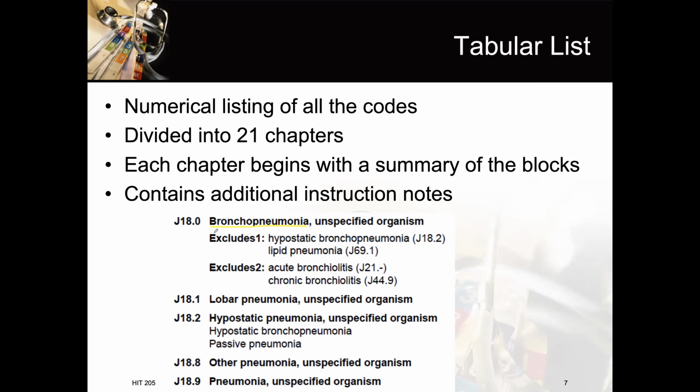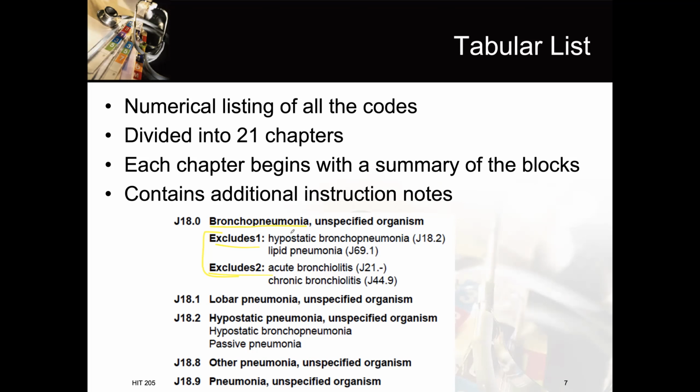So here are some of the instruction notes I was talking about when I said, if you code from the alphabetic index, you're going to miss these instruction notes. Excludes 1 is a type of instruction note. Excludes 2 is a type of instruction note. You might see use additional code or code also. Those are additional instruction notes. So it's always important that you're actually working from the tabular list when you're selecting your code. The alphabetic index is your starting point, but the tabular list is your ending point.